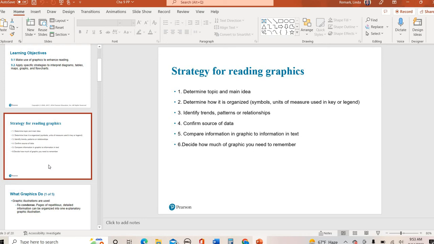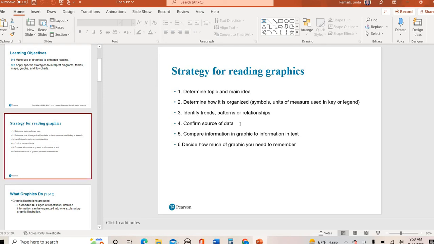How is it organized? Are there keys? Is there a legend? How are they measuring different things? What is the purpose? What type of graphic is it? What trends and patterns are happening in this? If it's a line graph, what is it showing me over time? If it's a bar graph, what's being compared?